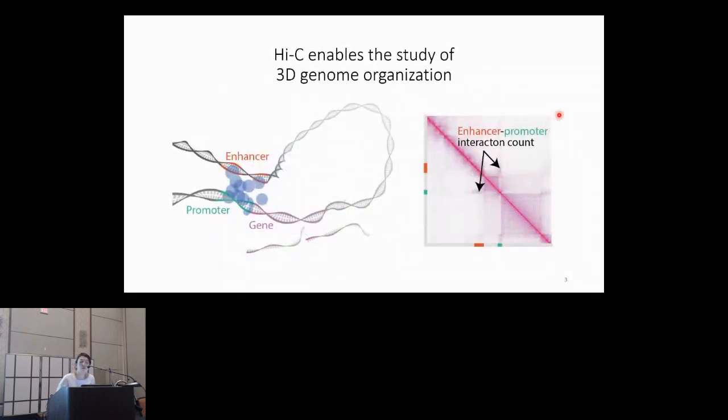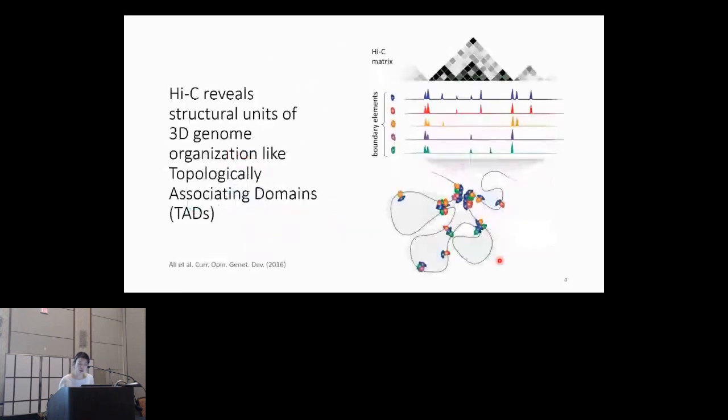We can study this 3D genome organization with Hi-C, or high-throughput chromosome conformation capture technology. Hi-C measures the tendency or the level of interactions between a pair of genomic regions, including enhancers and promoters. So it generates a symmetric matrix like the one you see on the right, whose entry represents how often the region corresponding to the row interacts with the region corresponding to the column.